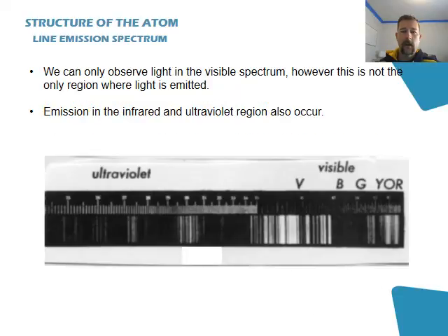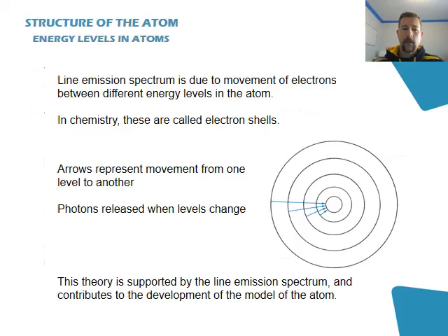So although the human eye can only observe light in the visible range, emissions in the infrared and ultraviolet regions also occur. The line emission spectrum of an element is due to the movement of electrons between different energy levels in the atom. In chemistry, we call these energy levels electron shells. Now, a line emission spectrum of a specific element is unique and is different to the line emission spectrum of another element. The diagram that we've got here on our slide represents the different levels an electron could reside.